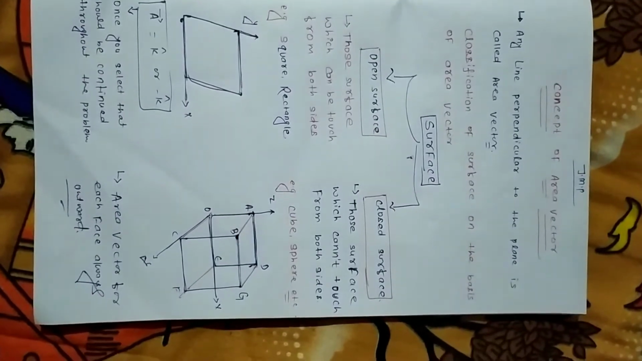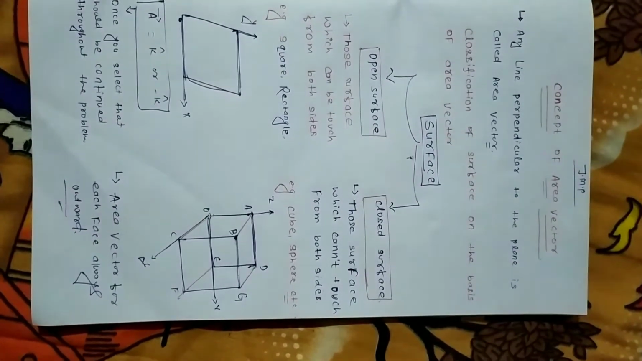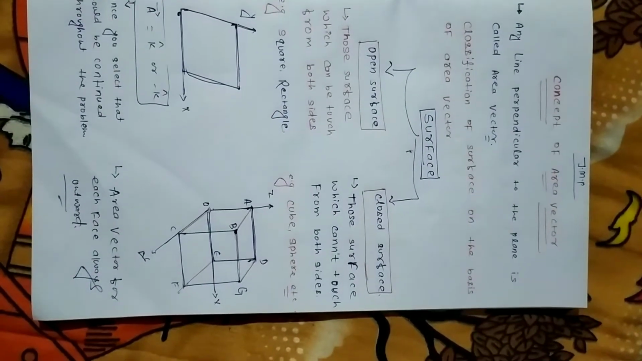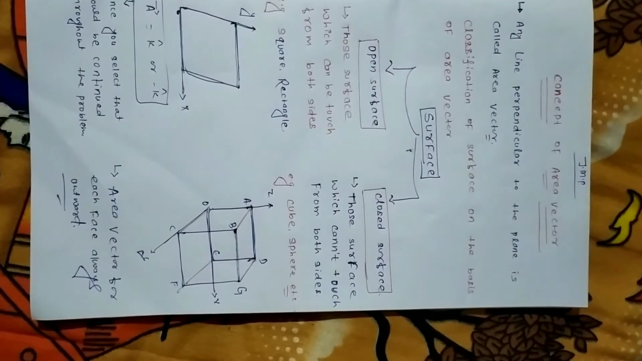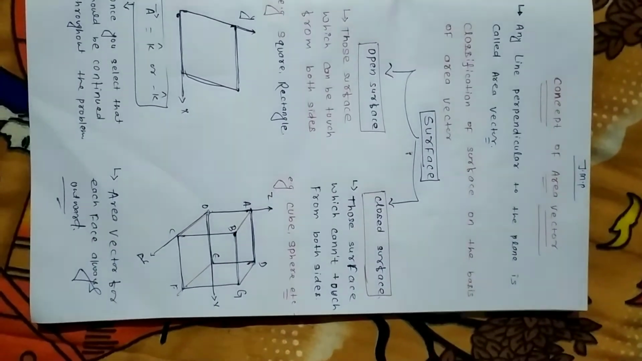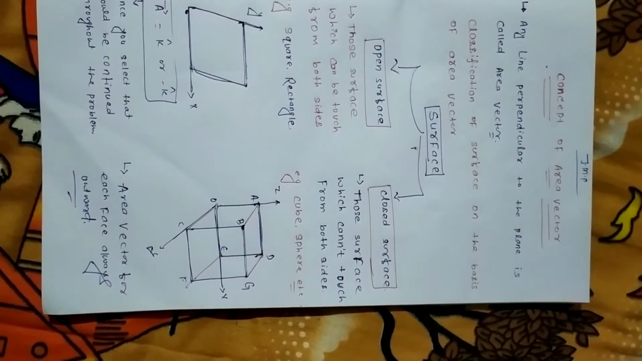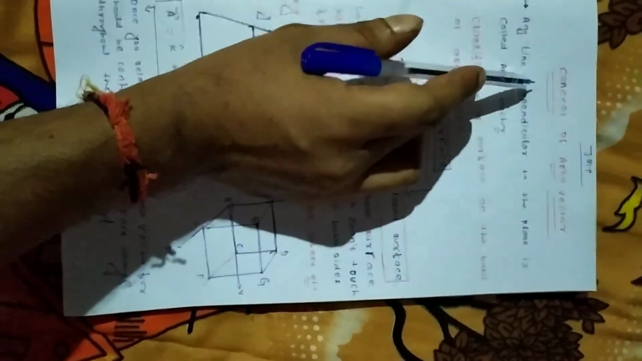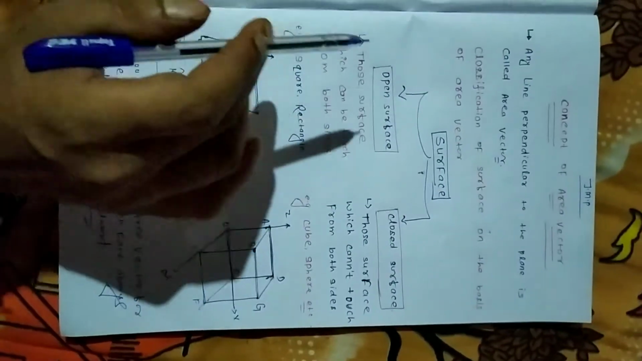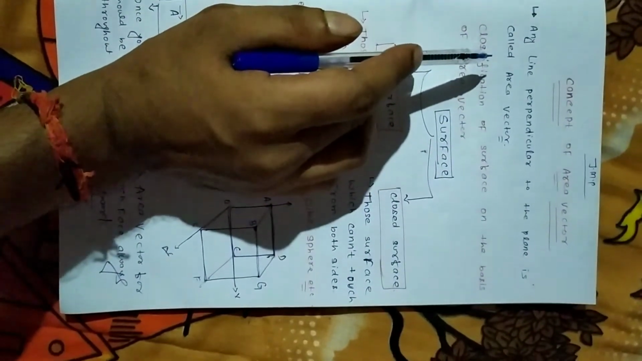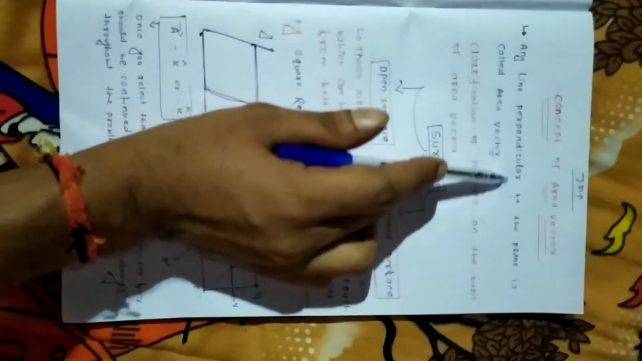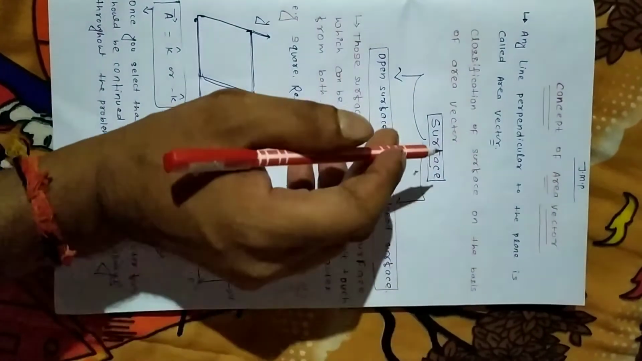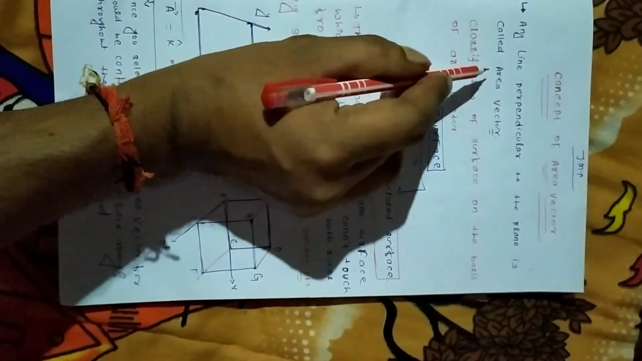So see, first of all we have to discuss electric flux, but to understand clearly what electric flux is and how to calculate it, we need to understand the concept of area vector. So I just wrote here, the concept of area vector. Here I have written the definition, you have to read: any line perpendicular to the plane is called area vector. So from here you can derive some points.